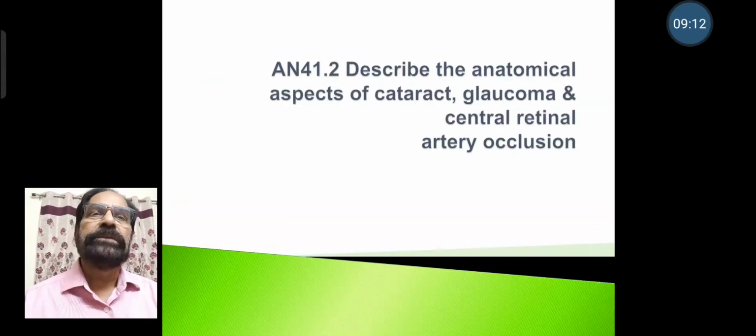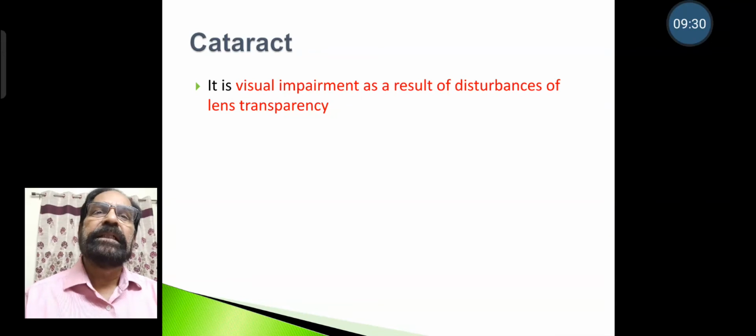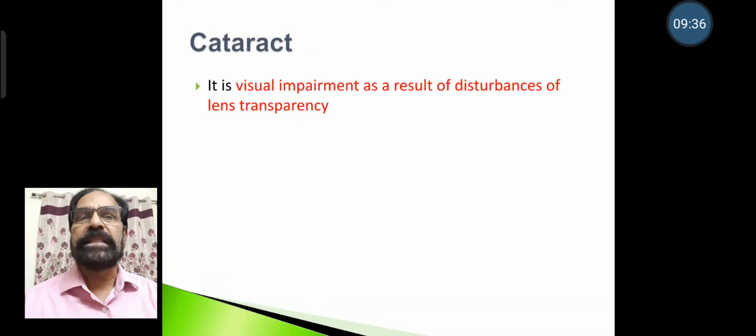Then we go on to study another competency, that is anatomical aspects of cataract, glaucoma and central retinal artery occlusion. First we'll start with the cataract. It is visual impairment as a result of disturbances of lens transparency.